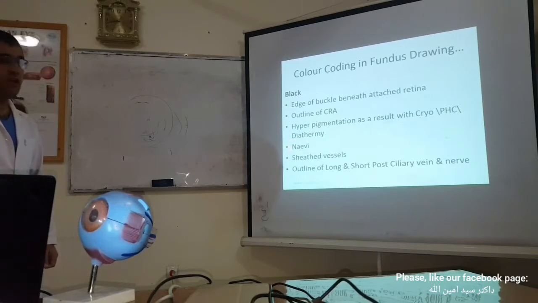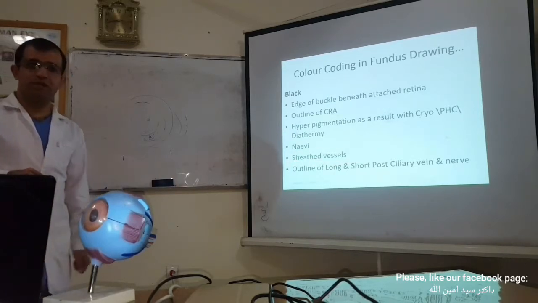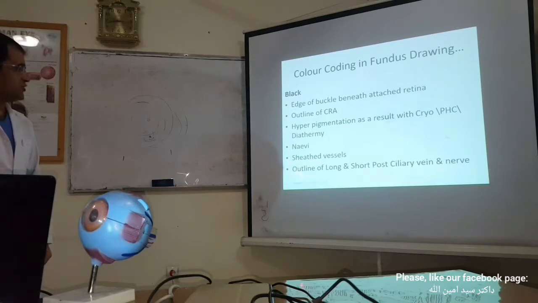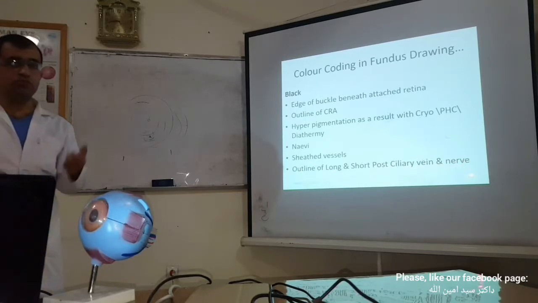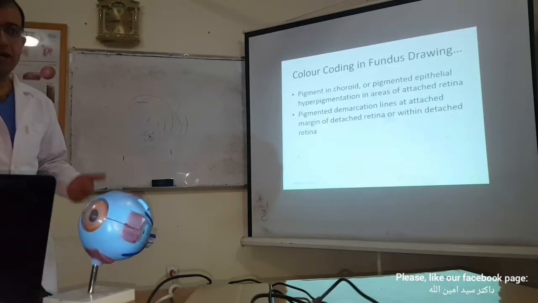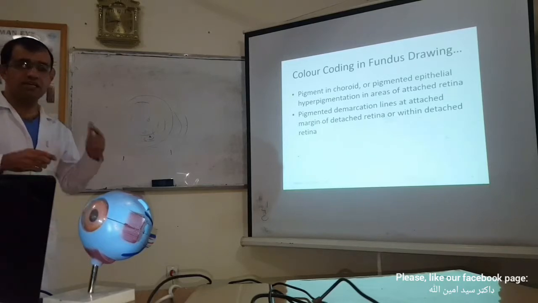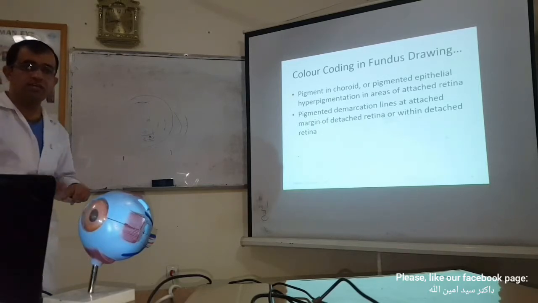And nevi, all the nevi are going to be in black color. And sheathed vessels, sometimes we say in yellow color, or sometimes also in black color can be shown. And outline of long and short posterior ciliary vein and nerve. The outlines are going to be in black, and the inner side are going to be in yellow. In black? Yeah, in black color, yes. You mentioned yellow. No, yellow is the inner side of the substance. The outline is in black.